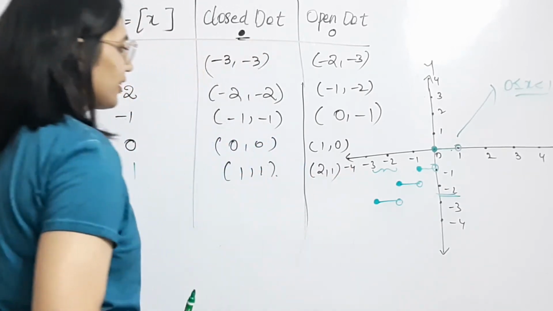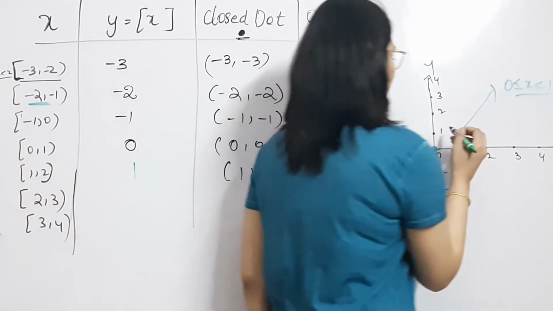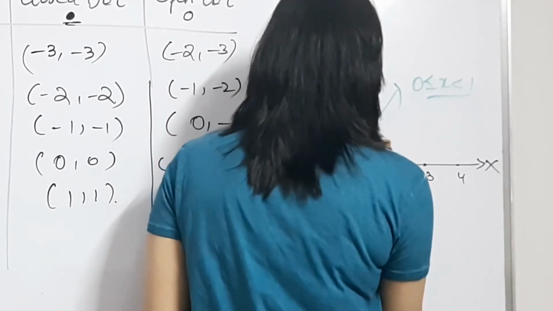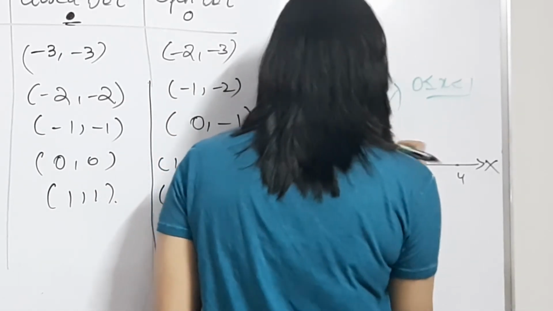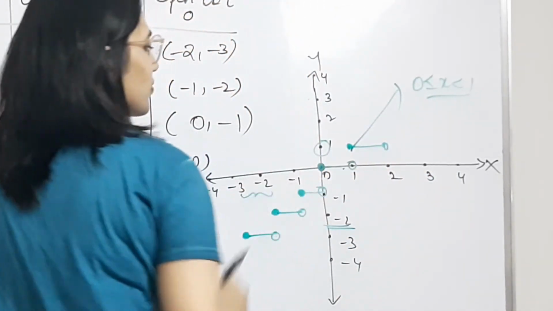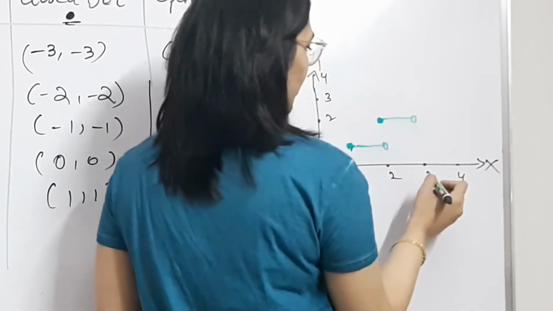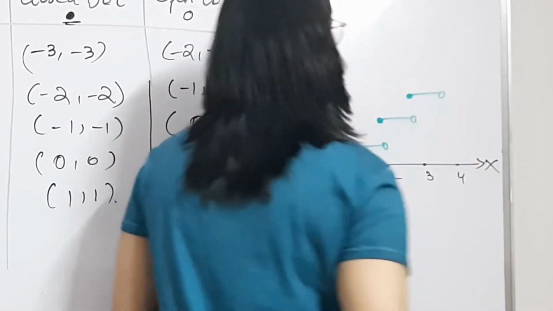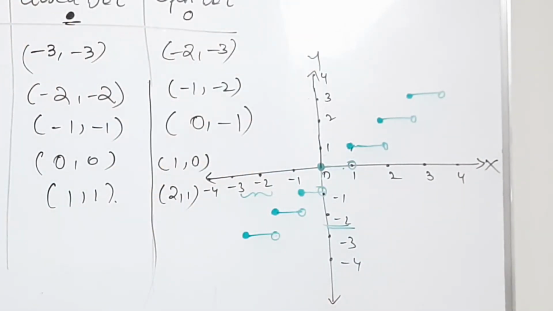Right. So now here we are going to 1. We are saying that for 1 we will get 1 only, but when you have a value between 1 and 2, you will again get 1 only on the y-axis. Okay. And for 3, we get 3 only, but it extends to 4. That is how you draw the greatest integer function graph.